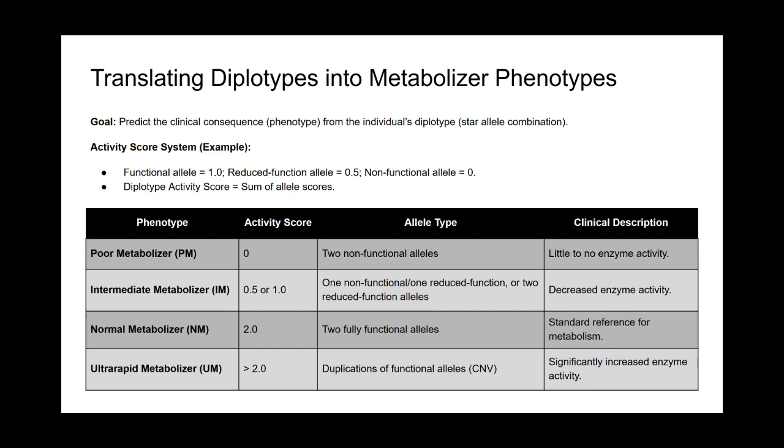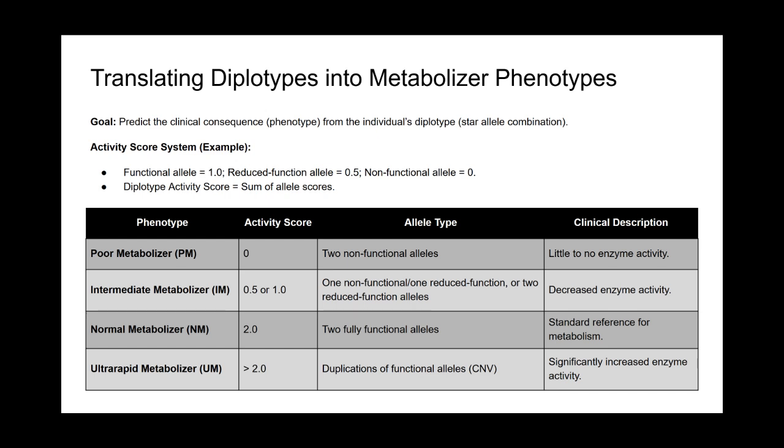This classification is often formalized using an activity score system, where each allele is assigned a value reflecting its function: 1.0 for a fully functional allele, 0.5 for a reduced function allele, and 0 for a non-functional allele. An individual's diplotype activity score is calculated by summing the scores for their two alleles. This score helps predict their metabolic phenotype.